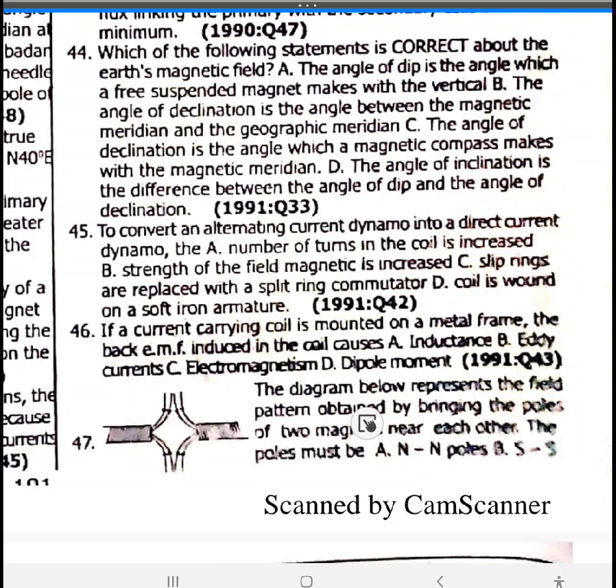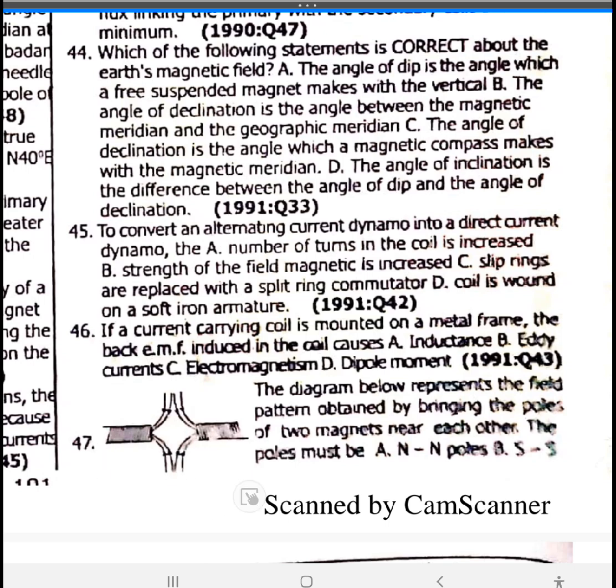Alright guys, this next question. The diagram below represents the field pattern obtained by bringing the poles of two magnets near each other. What must the poles be for this field pattern? Notice both are going into each other. See this arrow, they enter here, this arrow enters here. It can only mean one thing.